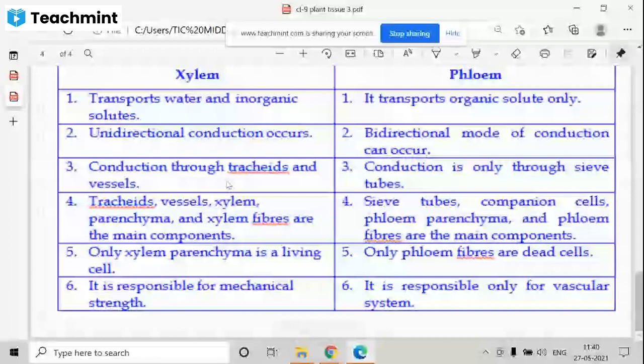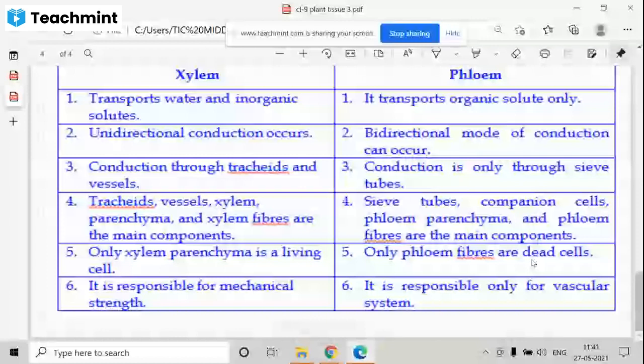Tracheids, vessels and parenchyma are main components of xylem. Sieve tubes, companion cells, phloem parenchyma and phloem fibers are main components of phloem. Only xylem parenchyma is living. Remember, all others are dead. Only phloem fibers are dead cells. Rest all are living. Did you get it? These two differences? Only xylem parenchyma is living, whereas xylem fibers are dead.